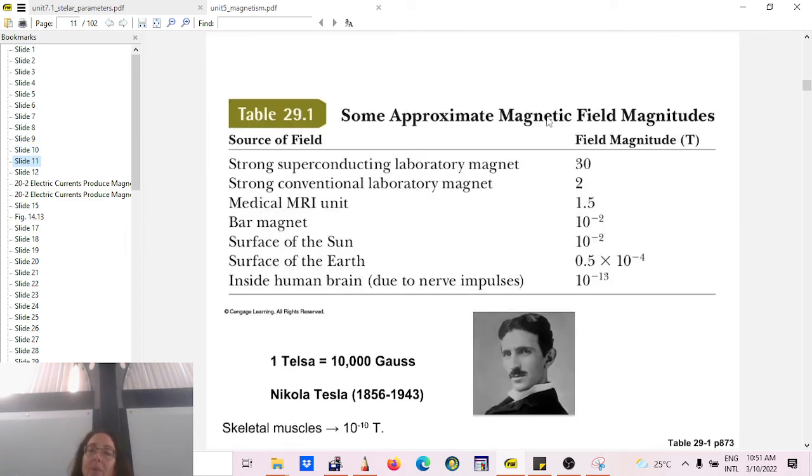The unit for magnetic field is called the Tesla. And I have a typo. Tesla, named after Nikola Tesla. He was a genius. He had a big fight with Thomas Edison. I don't know if you know the story. Thomas Edison was not a nice guy, okay? He was a businessman. He made a lot of money, but not the nicest guy. So he really hated Tesla.